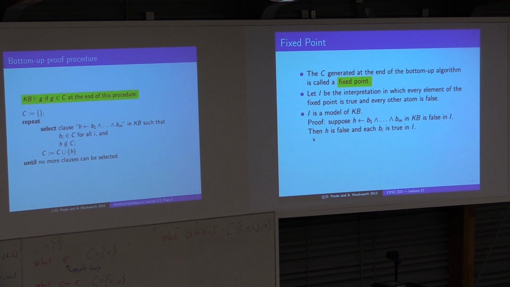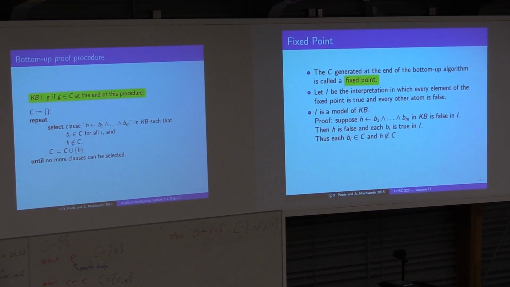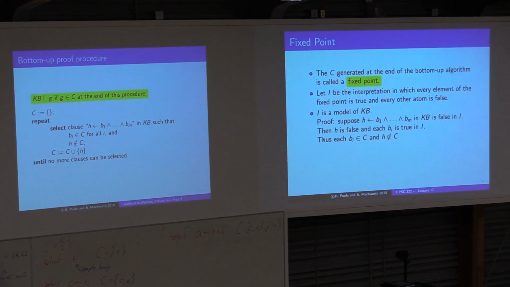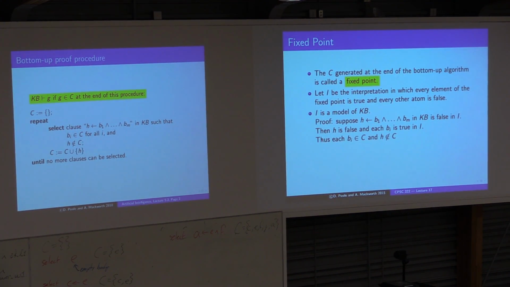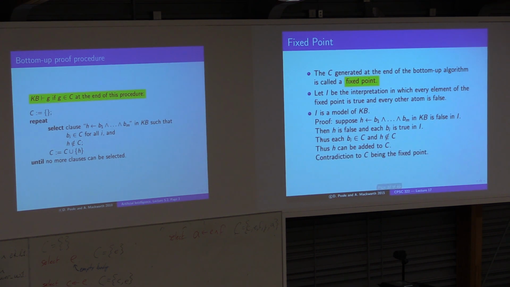However, if the head is false, then B1 to Bm is in C, because each element of Bi is true, it must be an element of C, and H is not an element of C. And that can't happen in this fixed point, right? Because if there was a rule where H if B1 down to Bm, and each of the Bi's was true, we'd be able to add H. So H can be added to C, and that's a contradiction to C being a fixed point, because now we can add a new element that wasn't in it before.